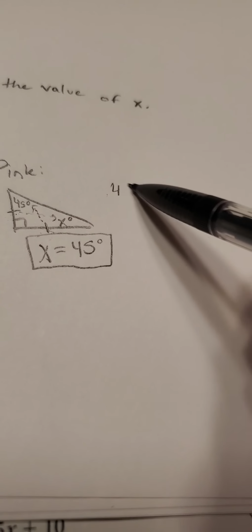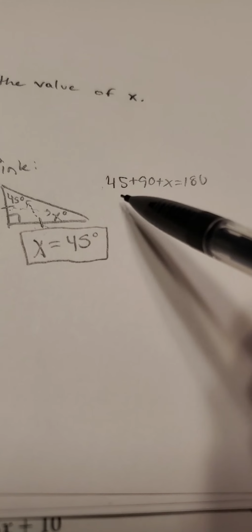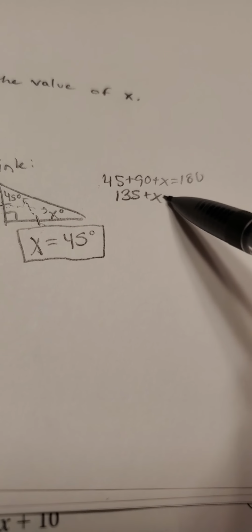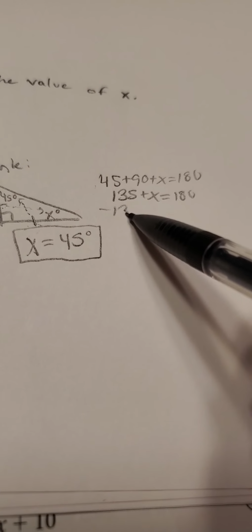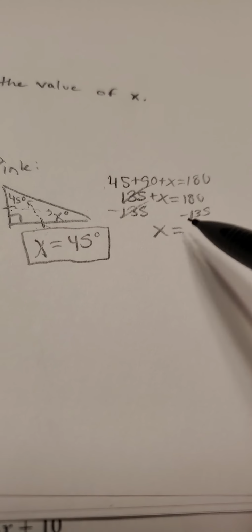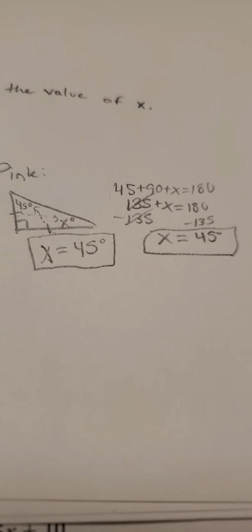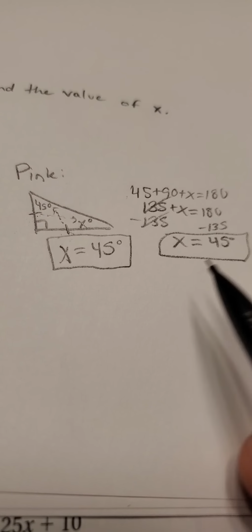I mean, you could set it up. If you really wanted to do the work, you could do 45 plus 90 plus x equals 180. Combine your like terms, get 135 plus x equals 180. Subtract off that 135 from both sides. Cancels out here, you get x equals 45. So you could do that work to get the same answer, but it's not necessary. So there was a little shortcut for this one.